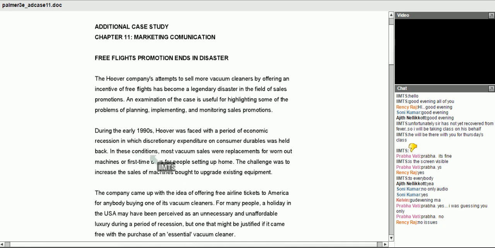In these conditions, most vacuum sales were replacements for worn out machines or first time buys for people setting up home. The challenge was to increase the sales of machines bought to upgrade existing equipment. This is a company which was into manufacturing many small home durables, like water filters, vacuum cleaners and some other things. They thought that if they could promote the sales of their vacuum cleaners, they could make up for the gap incurred because of the sales fall. So how could that be done?